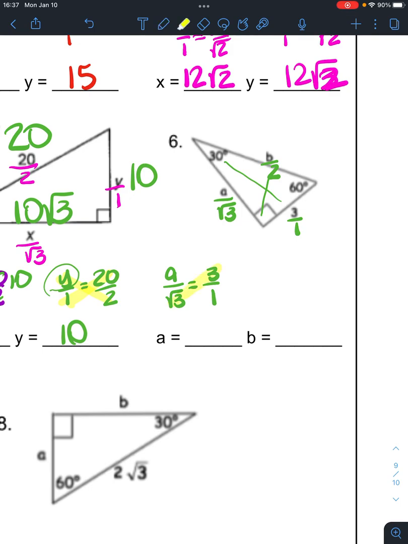So when I cross multiply this, right there, I have 3 on the outside, root 3 on the inside. So I can't multiply the 3 and the 3 together. So it's 3 on the outside and then root 3 on the inside. 3 times root 3. And then B over 2 is equal to 3 over 1. When you cross multiply those, you get 2 times 3, which is 6.